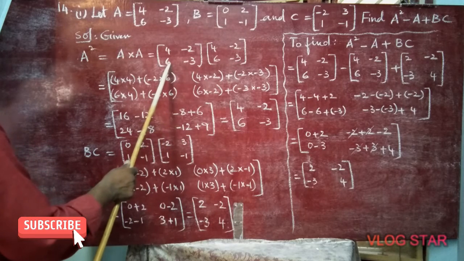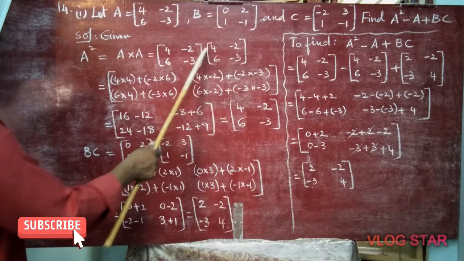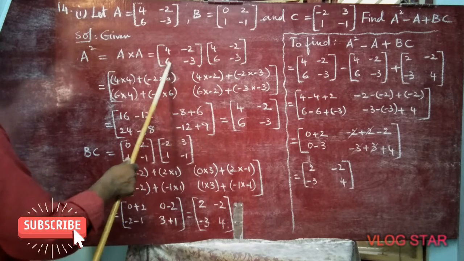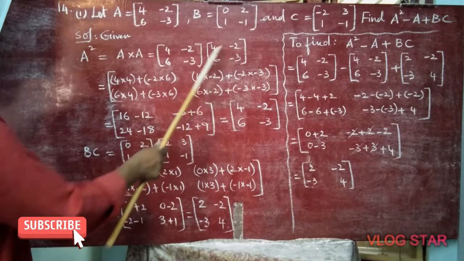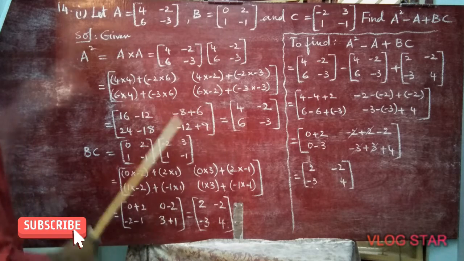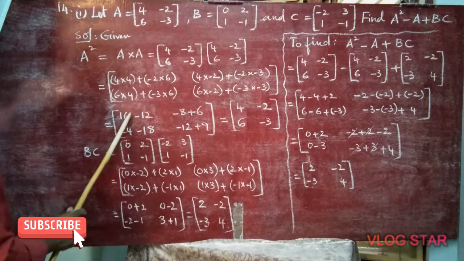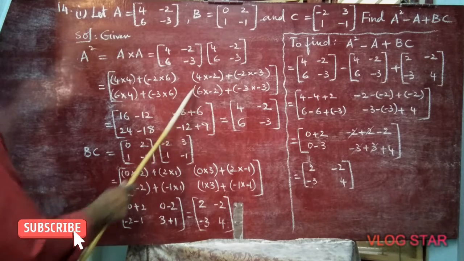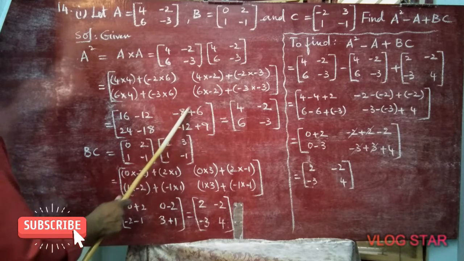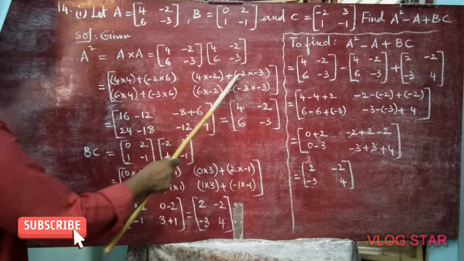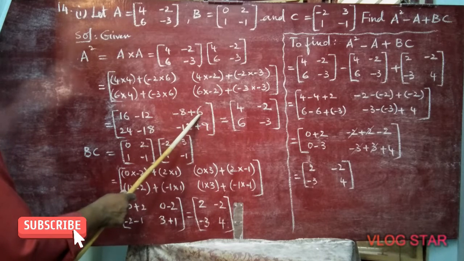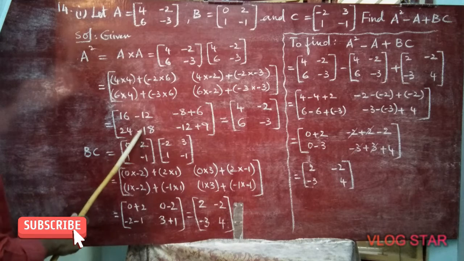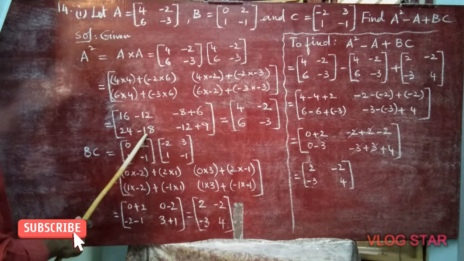Next the third one, second row with first column. 6 into 4 plus minus 3 into 6. Next the fourth one. 6 into minus 2 plus minus 3 into minus 3. Now 4 4s are 16, plus into minus minus, 2 6s are 12, plus into minus minus, 4 2s are 8, minus into minus plus, plus into plus again plus, 2 3s are 6, 6 4s are 24, plus into minus, minus 3 6s are 18.